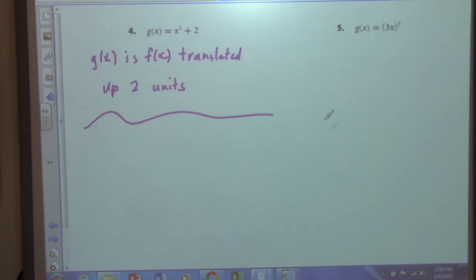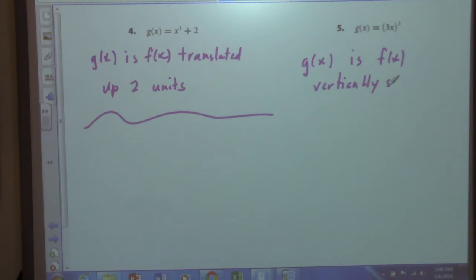All right, Addie, what do you think? I just have vertical spread. Okay, let's go ahead and kind of work that. So g of x is f of x vertically stretched by a factor of 7.